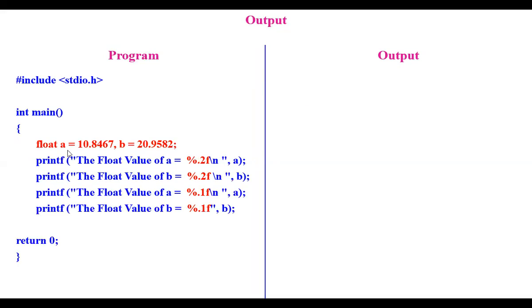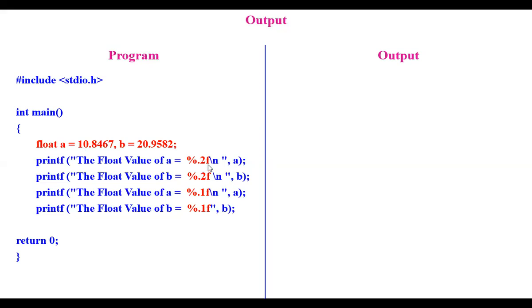Next, I have taken a float A and B. Now I don't want to have these extra zeros and all. They are cumbersome, and I don't want to see the display like that. All the decimal places are not necessary. So let us do one thing.